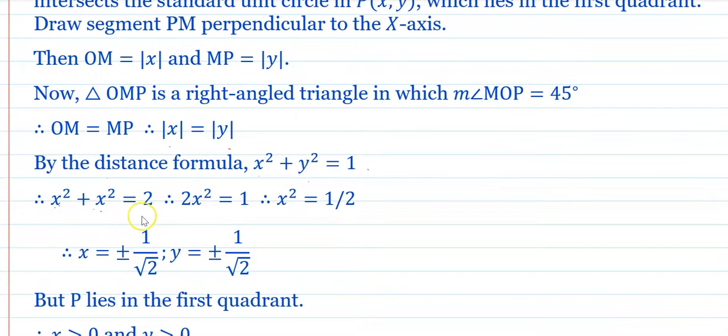X square plus x square is equal to 1. And hence 2x square is equal to 1. Therefore, x square is equal to 1 upon 2.